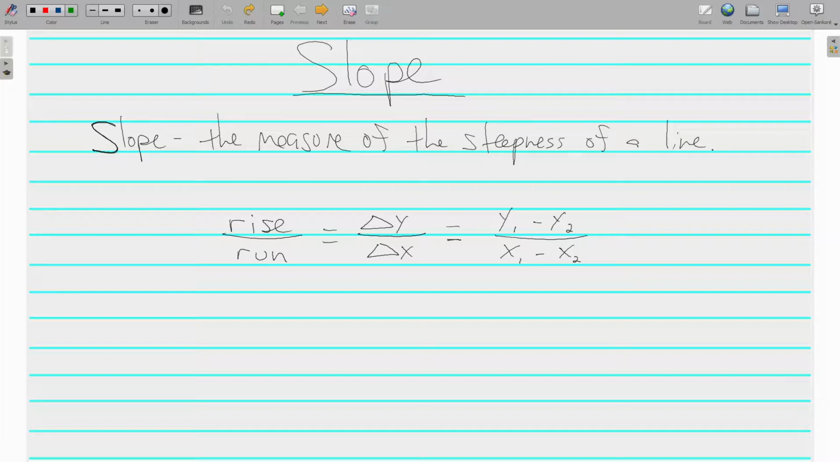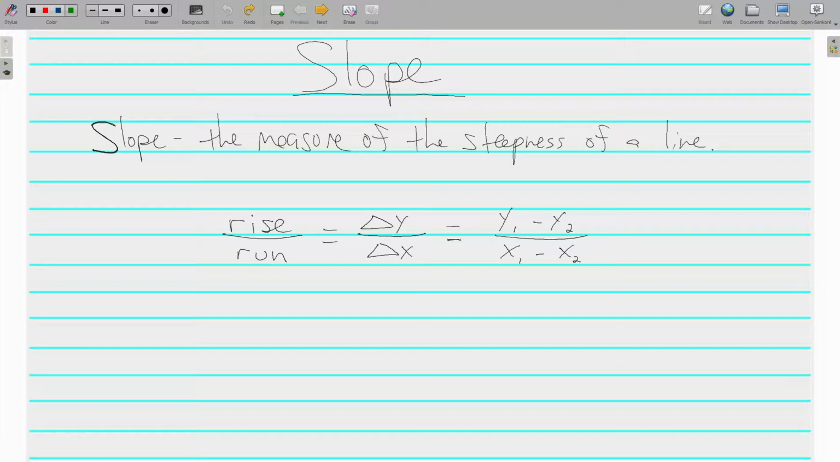Slope is just the measure of how steep a line is. There are different ways to describe and to figure slope. Here's a few of them. You may hear the rise over the run of a line on a graph. Basically what that breaks down to mathematically is how the y's are changing, divided by how the x's are changing. This triangle is a symbol that represents the change in y over the change in x.